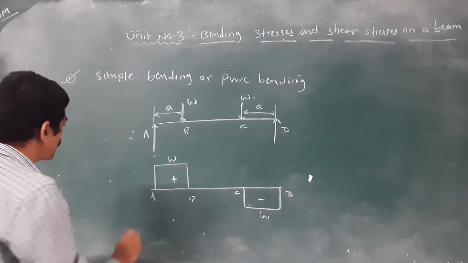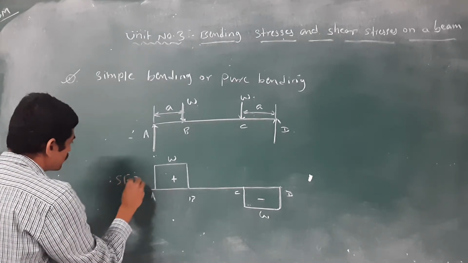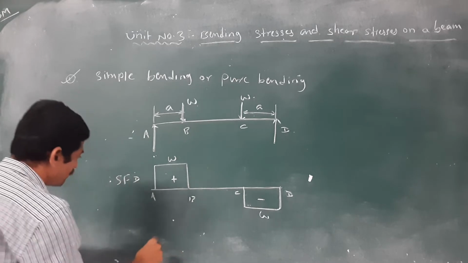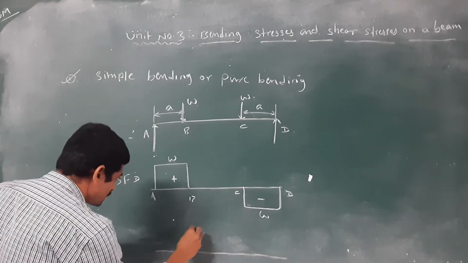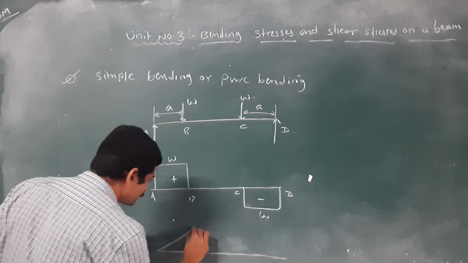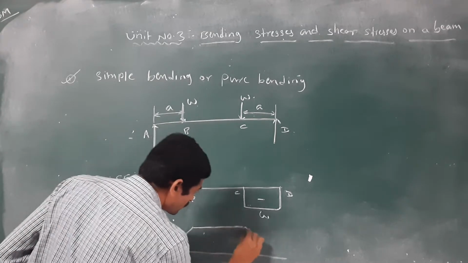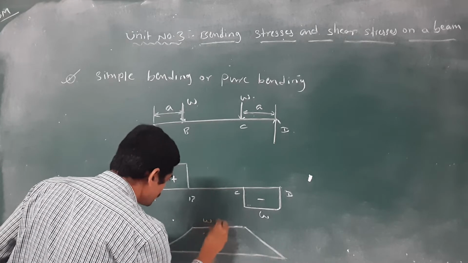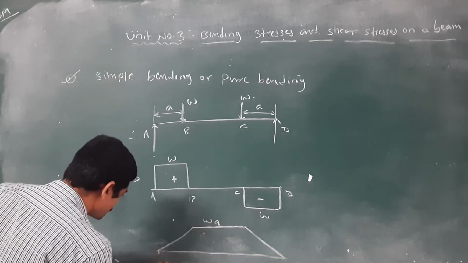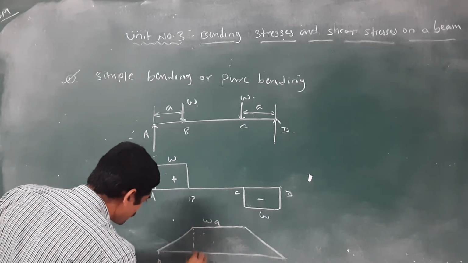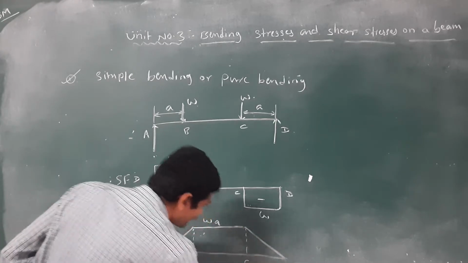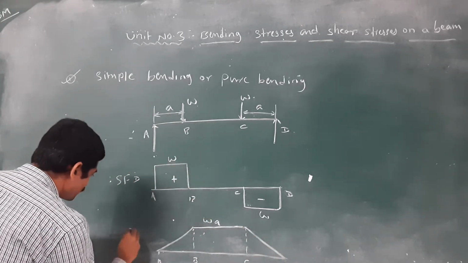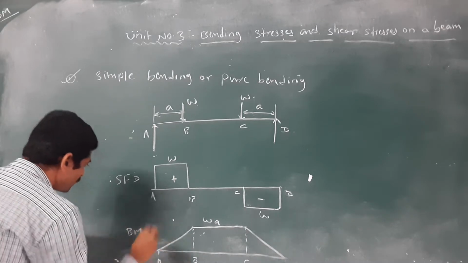Again, if you draw the BMD for this loading diagram, check that. I will draw this BMD. You will get this. And what is the moment at each point? This is W times a, and this one is 0. Here is A, here is B, and here is C and D. This is the BMD.